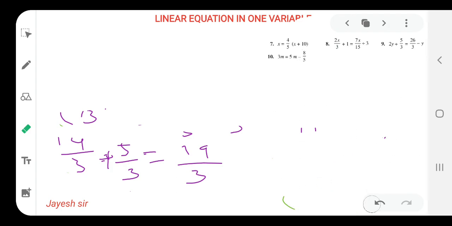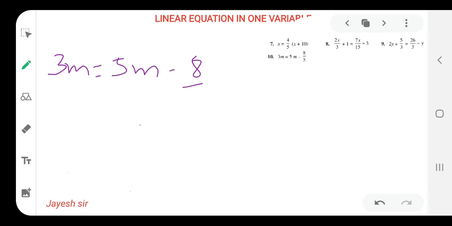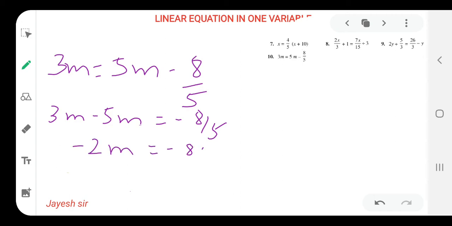So let's begin with the last sum for the day. If you are capable of solving it on your own, then pause the video and try to solve the last sum for the day by yourself. So 3m equals 5m minus 8 by 5. That's very easy. Terms having the variable should be on the left hand side. That should always be done. 3m minus 5m and minus 8 by 5 as it is. Now 3m minus 5m will become minus 2m. Here it is minus 8 by 5. Minus minus will become plus, and what we are getting is 2m equals 8 by 5.